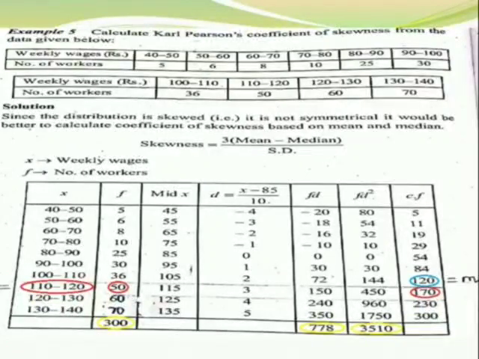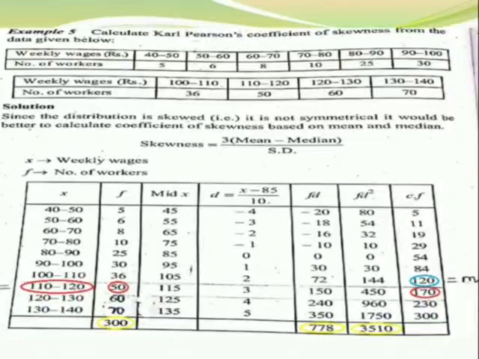Our D formula is X minus A divided by C. Here our class interval difference is 10, so C is equal to 10. From the mid values we are taking an assumed mean, which is 85, so A is equal to 85. So X minus 85 divided by 10: 45 minus 85 is minus 40, divided by 10 is equal to minus 4. Similarly 55 minus 85 is minus 30, divided by 10 is equal to minus 3. 65 minus 85 is minus 20, divided by 10 is equal to minus 2. Like that you have to find your D values and also D square values.